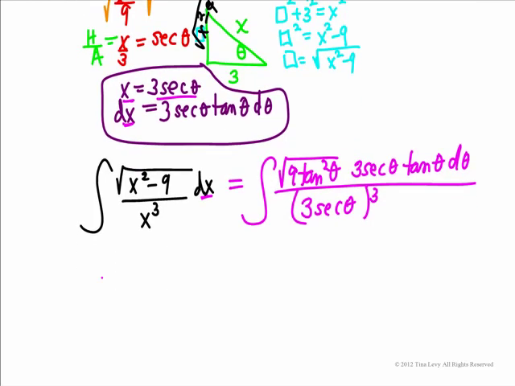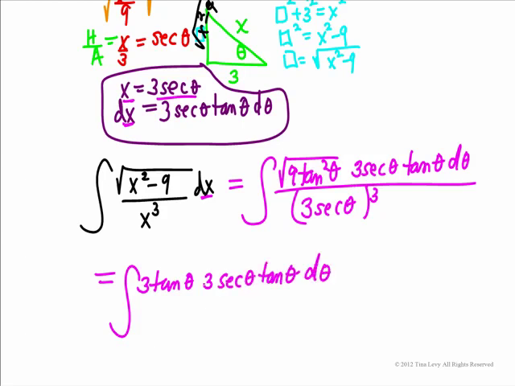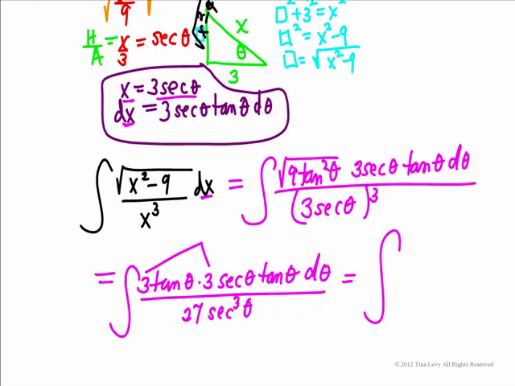Working this through, we get the integral of square root of 9 tangent squared is a 3 tangent. Then we've got a 3 secant theta tan theta d theta. And then on the bottom, 3 cubed is 27 secant cubed theta. And of course, we're going to simplify. We've got 3 times 3, 9 over 27 is 1/3. We've got a secant theta and a tangent squared theta all over a secant cubed theta d theta.